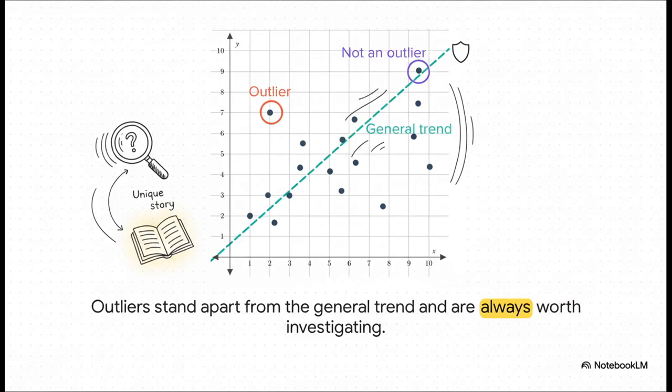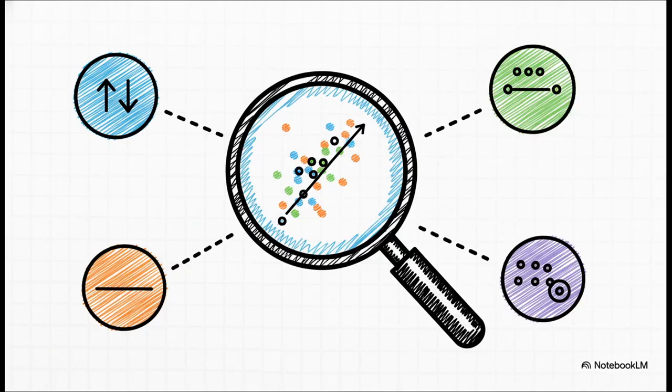In a factory, one outlier might signal a faulty machine. In finance, it could be a fraudulent transaction. Finding them can save a company millions or even prevent a crisis. And there you have it. You're officially a data detective. Seriously, in just a few minutes, you've learned how to look at a cloud of dots and spot the direction of a relationship, judge its strength, find the overall trend, and even hunt down those crucial, interesting outliers.